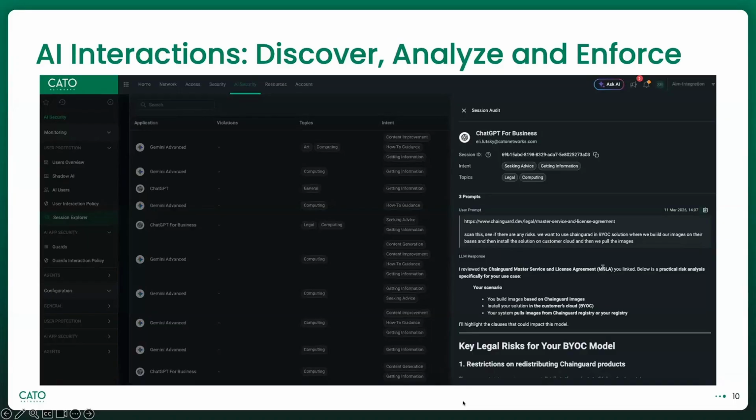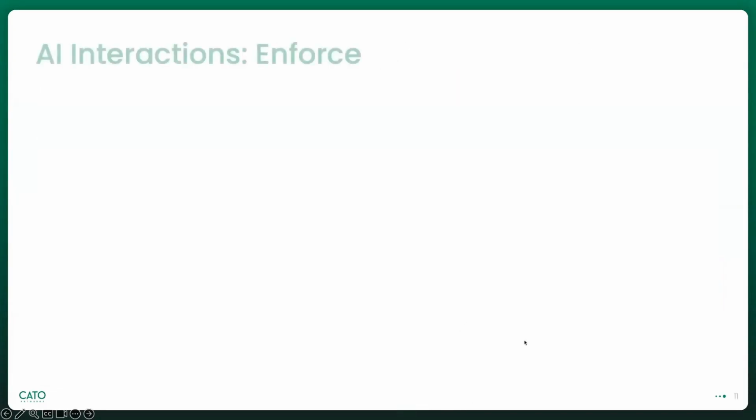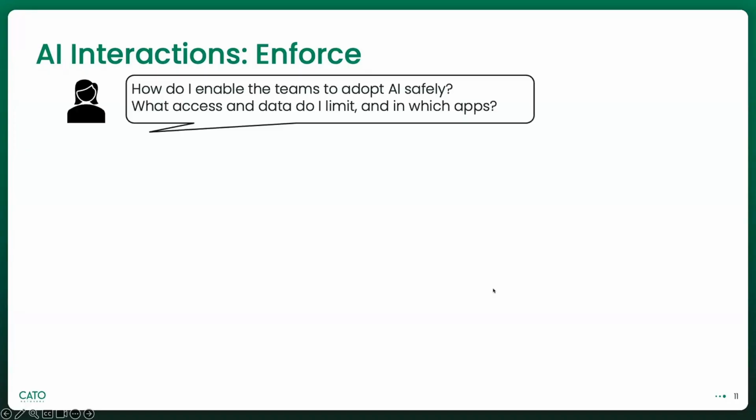Amazing. So this was kind of an overview of the visibility, discovery, and analysis portions of our AI security for end users. And now I want to focus a bit upon the enforcement part. And for that, we have to go back to our CIO and ask her, what does she want to do enforcement-wise? And what she would probably ask is, I want to enable the teams to adopt AI safely.